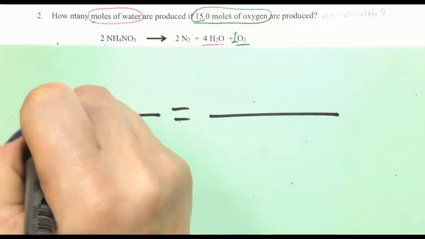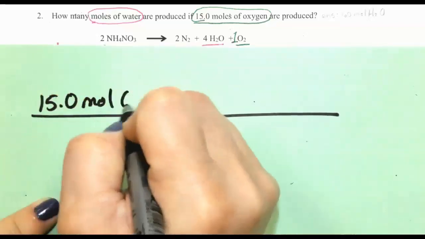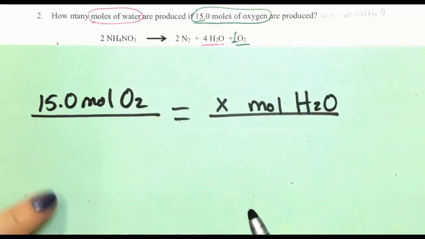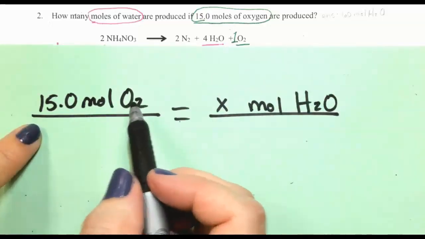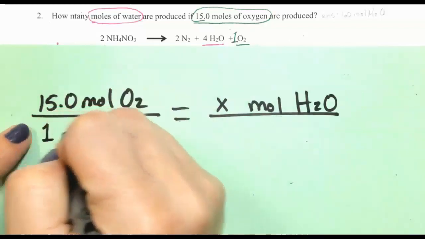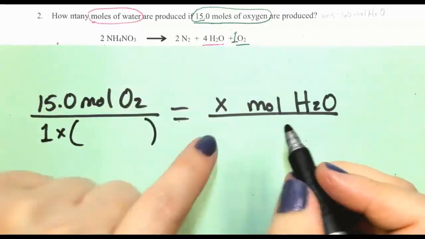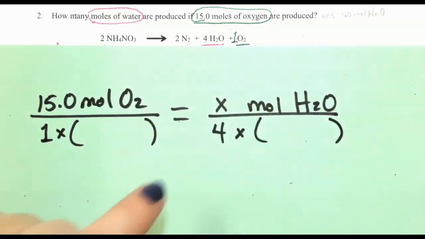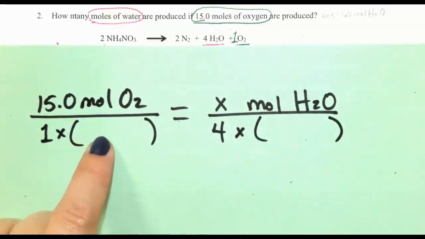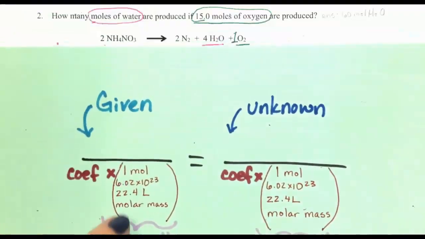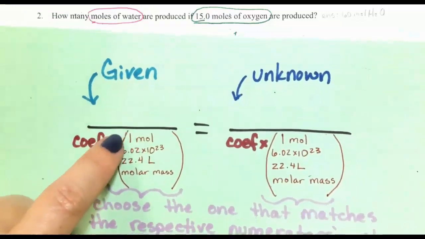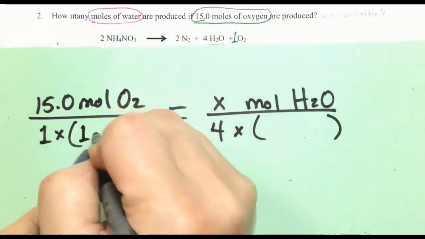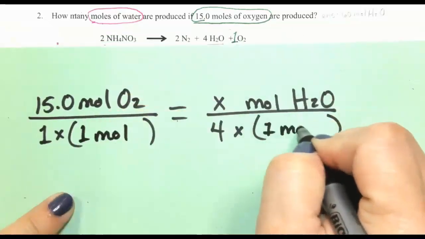Put our given on this side, 15.0 moles of oxygen and x moles of H2O. Now, the coefficients for oxygen, it's a 1. So we're going to put 1 times. And then over here for water, the coefficient is 4. So 4 times. Remember, whatever unit is up here is going to tell us which of these I have to choose down here. So since we have moles at the top, we're going to choose 1 mole for both of these because they're both 1 mole. So we're going to put 1 mole here and 1 mole here.